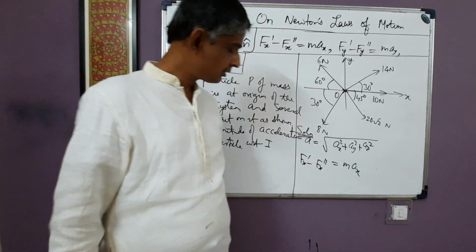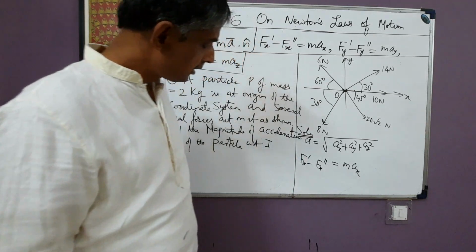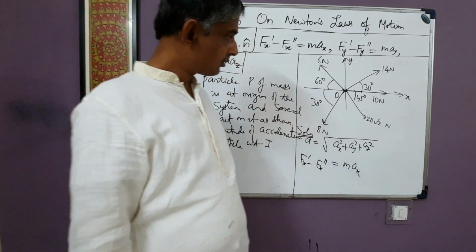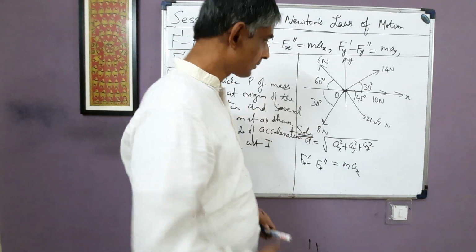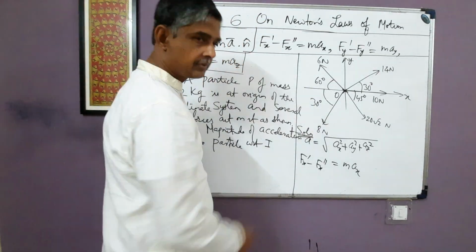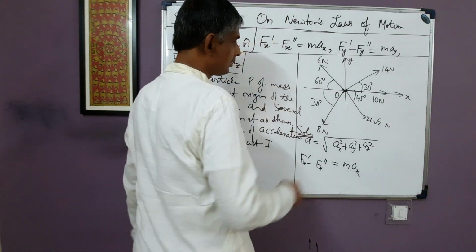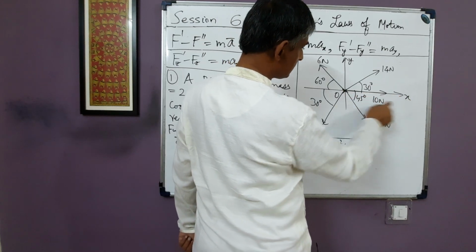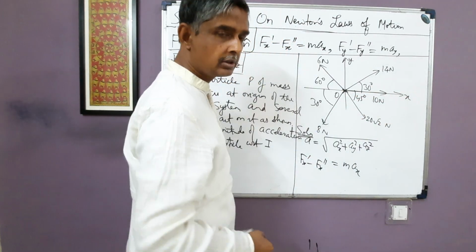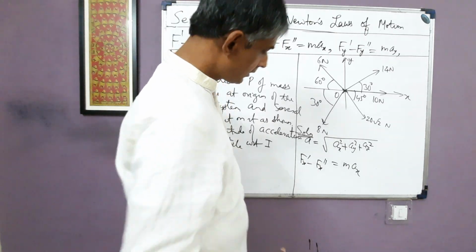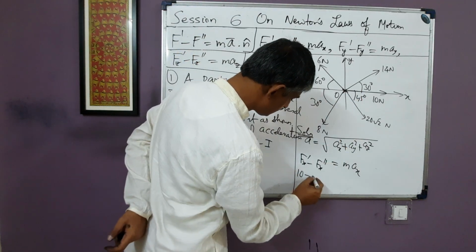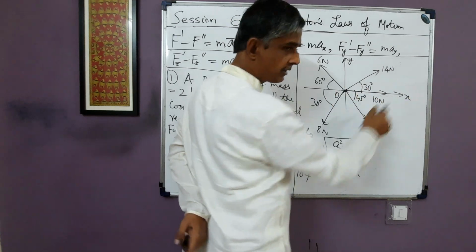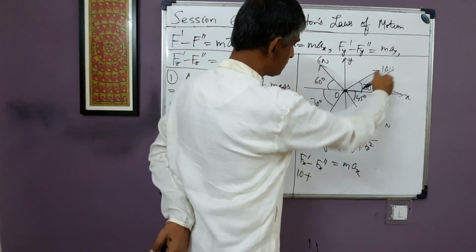Now what is Fx'? Fx' is the sum of x components of real forces on the particle which make an acute angle with the positive x-axis. So which forces on the particle make an acute angle with the positive x-axis? This 10 Newton, it is along 0 degree, the x-axis, so Fx' becomes 10. This force 14 Newton also makes an acute angle of 30 degree with the positive x-axis. Fx' becomes 14 cos 30 degree.